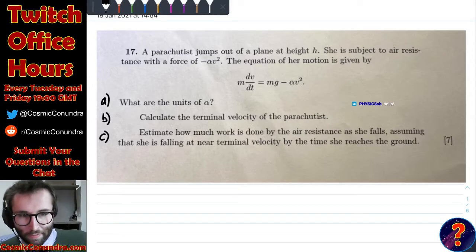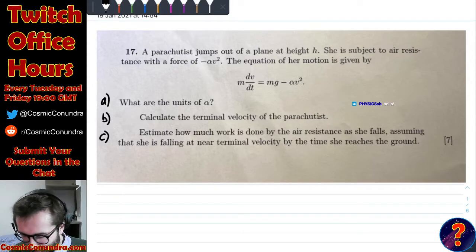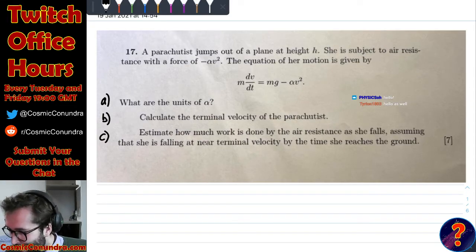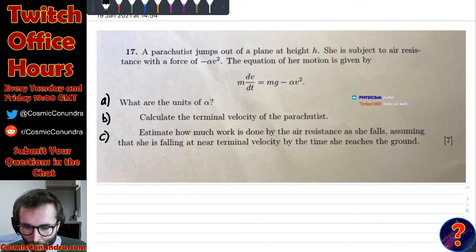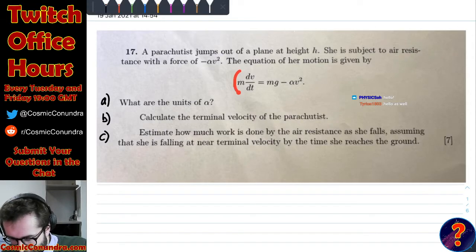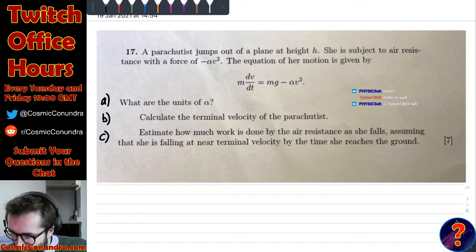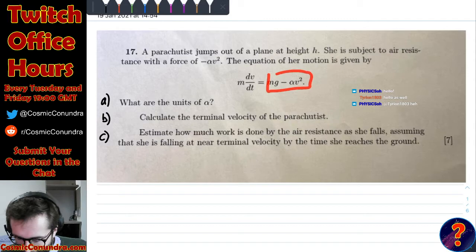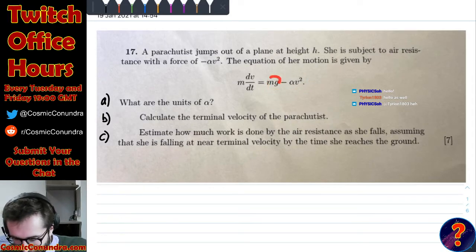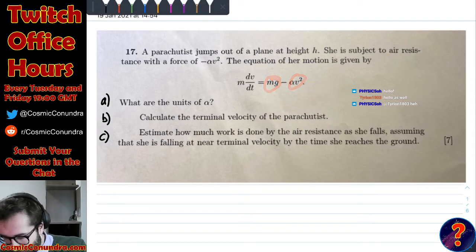If it's proportional to v, then it means it's laminar flow. So because this is proportional to v squared, I think it's turbulent. So the first one is, hello as well, hello Tyrion 1803. So the first part is quite straightforward. They're just looking for us to find the units of alpha. So all of the units in an equation have to balance. So the units of the left-hand side have to be the same as the units of the right-hand side, and the units of this term have to be the same as the units of this term, and so on.